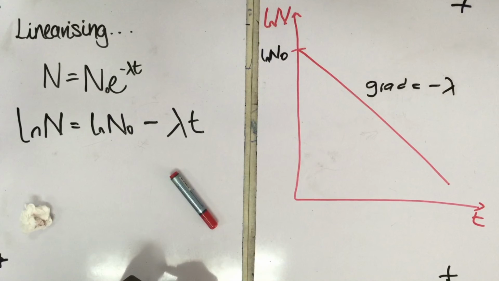It's equivalent to your y equals mx plus c. So you can plot a graph of ln N against t, and you'll get a straight line graph with a gradient of negative lambda and a y-intercept of ln N naught.